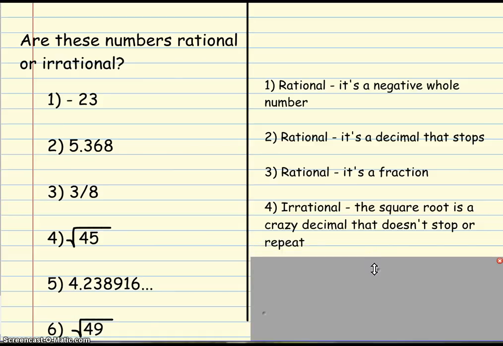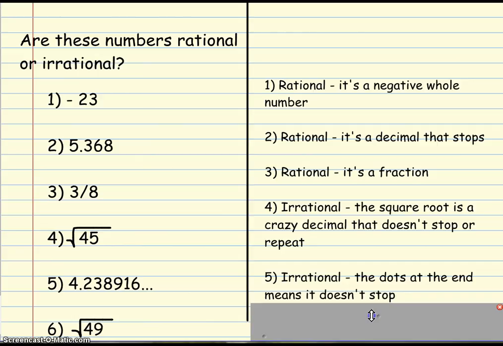Number five, 4.238916... This number is also irrational. That ... at the end is the way to indicate that it doesn't stop. And if it doesn't stop, it's irrational.